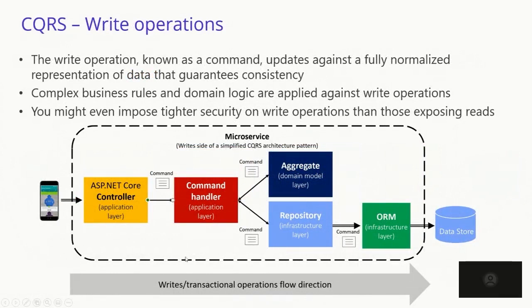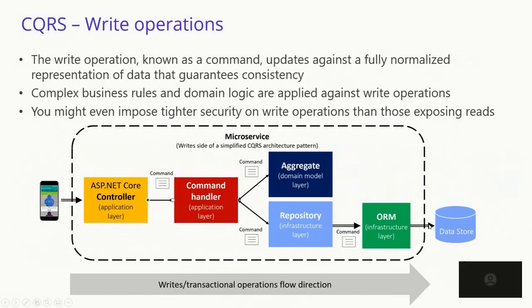When we're doing writes, we're going to route that message through a controller into a command handler. Here we're going to go through the actual domain layer. We're going to apply all the business logic, all the validations, all the rules for that write to make sure that data is perfect. Then we're going to call the repository. Then we're going to end up inserting, updating, or even deleting that particular write into the data store.